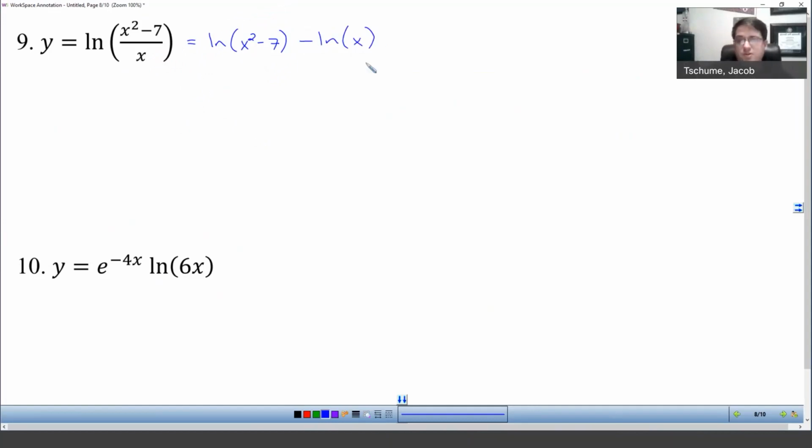That's the only algebra step you need to do here, because now we know how to take the derivatives of these a lot simpler. So here we go. Y prime will now be, if you take the derivative of that first natural log, so I'm going to start in a fraction form, the x squared minus 7 will go on the bottom, and the derivative of that will go on top, which is 2x, minus the derivative of ln of x is just 1 over x.